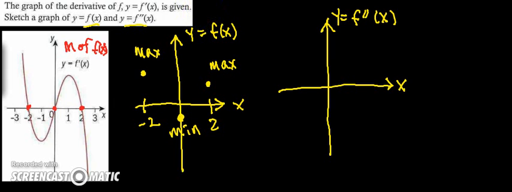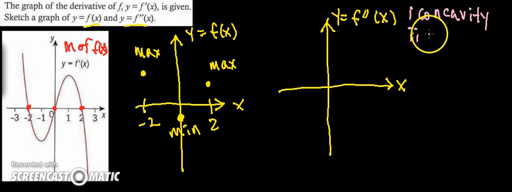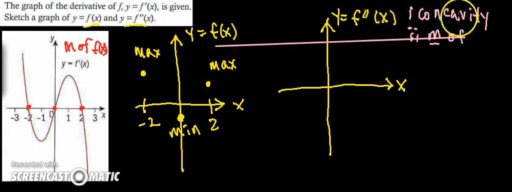Now before we do this, we have to think about what information f double prime gives us. It gives us two things. Number one, concavity, but that's the concavity of my f of x. Now the second thing is it gives me the slope. It tells me the slope of my f prime of x.